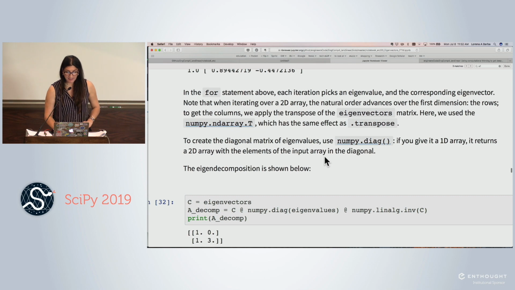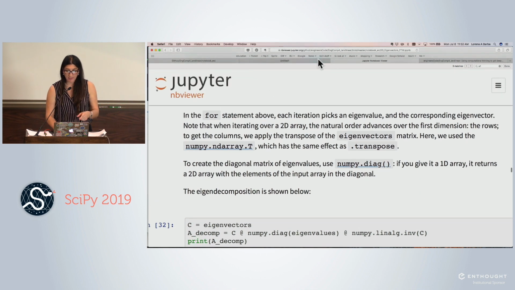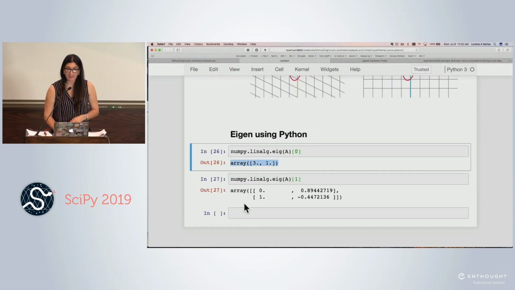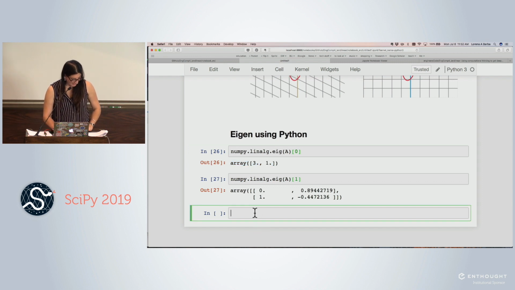What we could do is create the actual decomposition. To create the decomposition, we would need to turn that 1D array that contains the eigenvalues into a diagonal matrix. It's a 1D array with just the two eigenvalues together. We want to turn that into a diagonal matrix. So for that, we can use NumPy .diag.